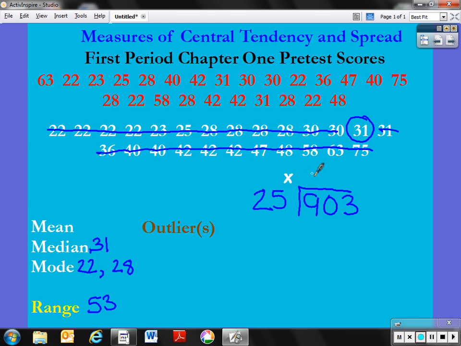So 25 does not go into 9. Nothing times 25 will give me 9, at least a whole number. Now I go 25 times what gives me, now I'm going into 90. Well, I know 25 times 4 gives me 100. That's too big, so one less would be 3 times.